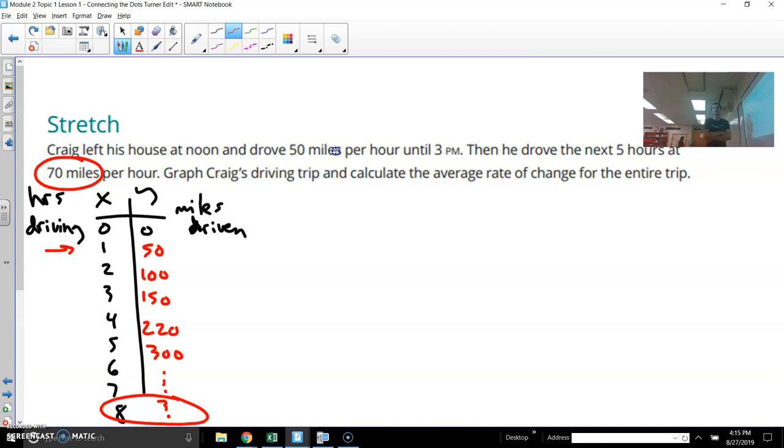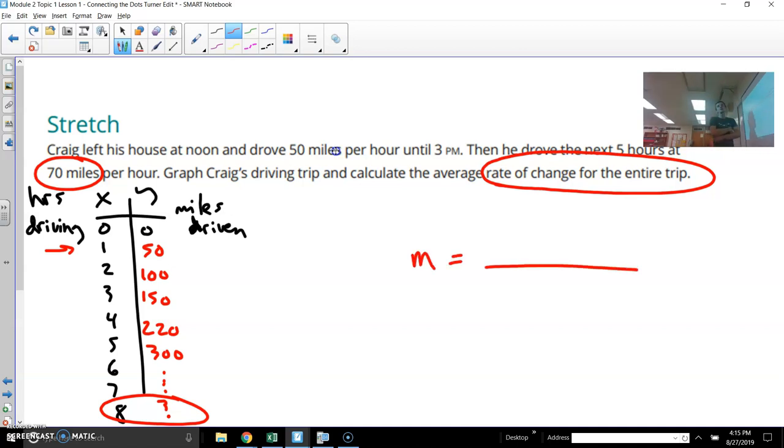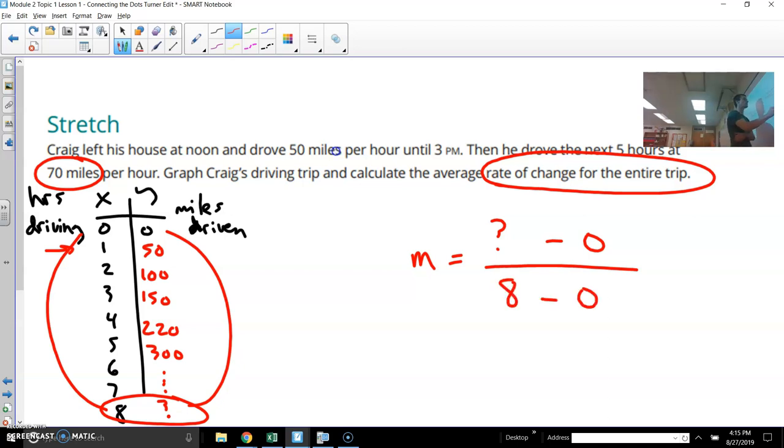Now if we're doing average rate of change, that's slope for the entire trip, I'm going to jump into the slope formula. And I know most of this information, okay? I don't know the question mark. I don't know how far you ultimately drove, but I am going to subtract the fact that you started at 0 miles. Same thing for the hours. I'm going to say that you ended at 8 hours, but you originally were at 0. And so if you can figure out this question mark, we can then simplify and know what the average rate of change is for the entire trip.